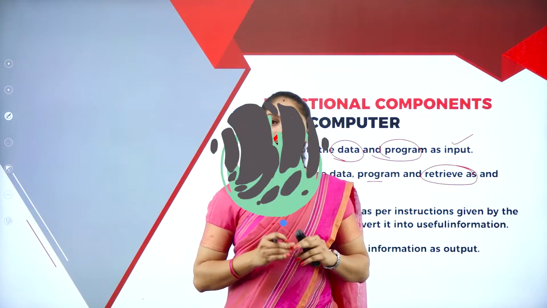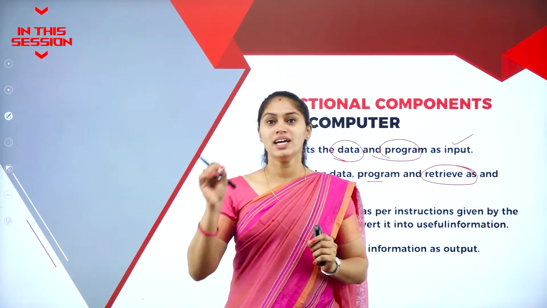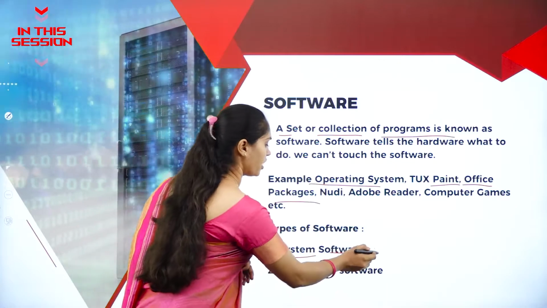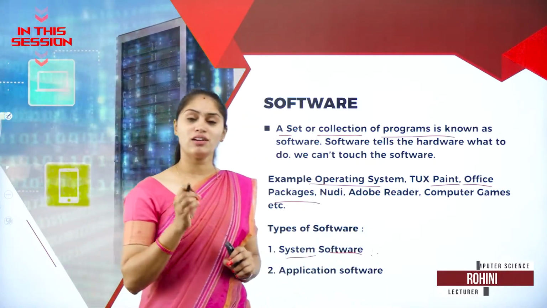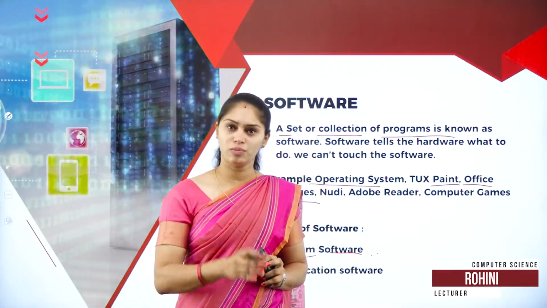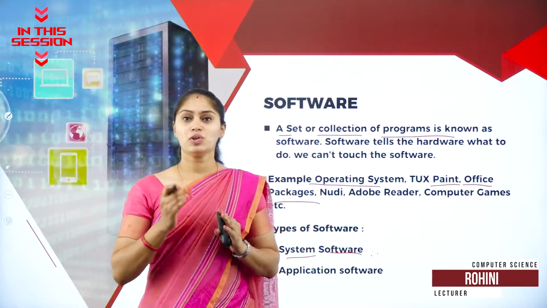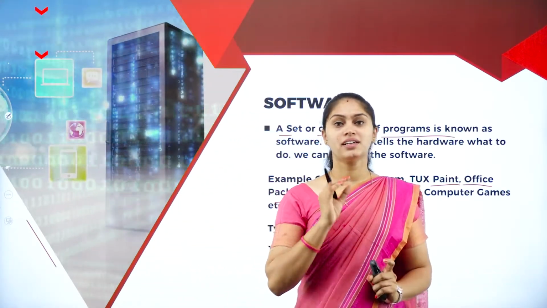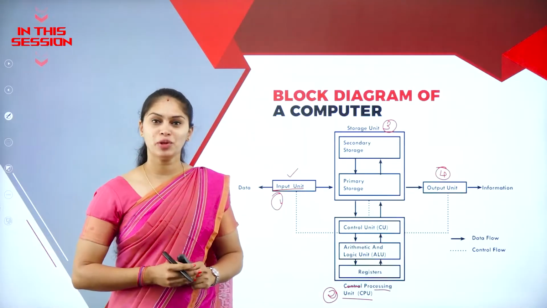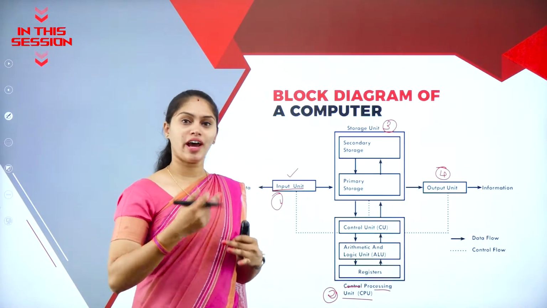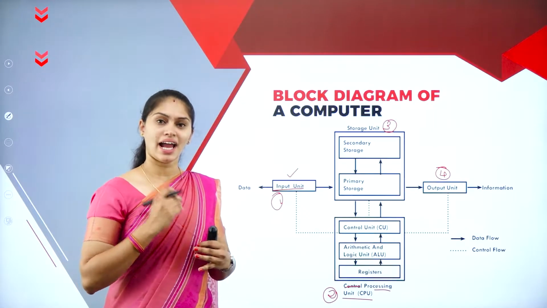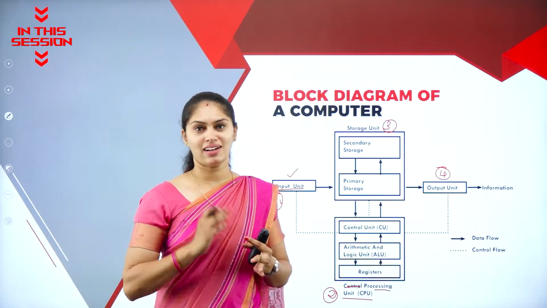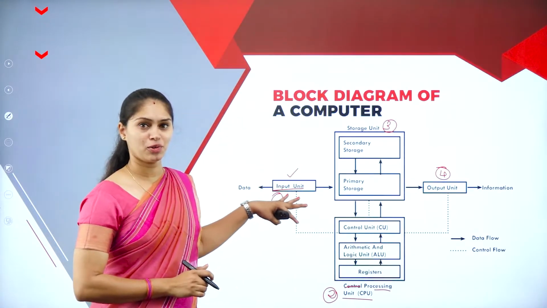Processing is nothing but what? Conversion of the data into information. System software is a set of instructions or a set of programs which control and coordinate the working of each component of a computer system. So this input unit is a combination of one or more input devices. I can take keyboard, mouse, scanner as an example for input unit.